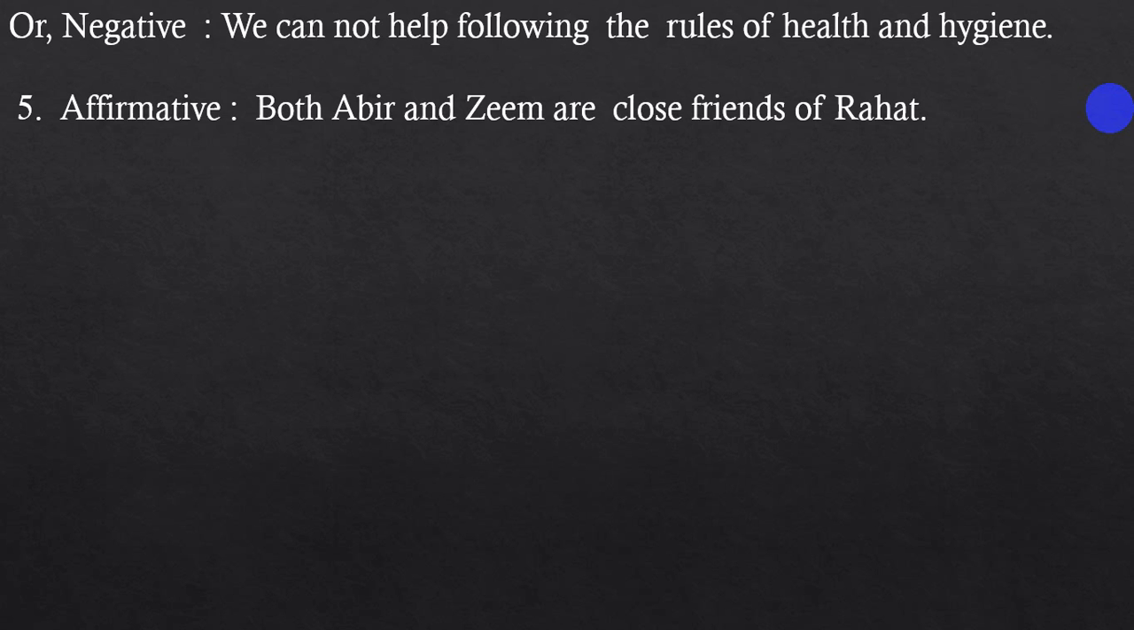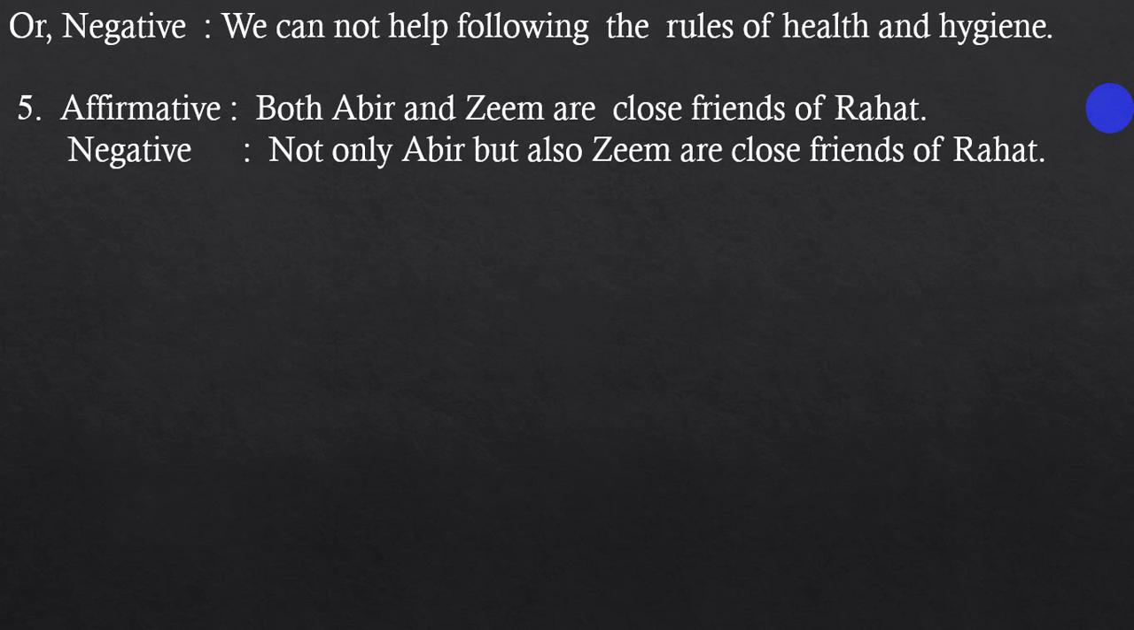Serial number 5. Affirmative sentence: Both Abir and Jim are close friends of Rahat. Note: if the affirmative sentence is done adding both ... and, it will be negative adding not only ... but also at the beginning or in the middle of the sentence. Look at the sentence. Both ... and is used at the beginning of the sentence. So not only ... but also is used at the beginning of the sentence.